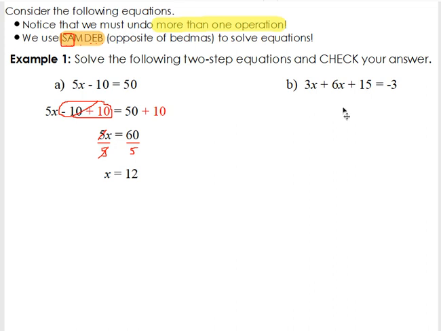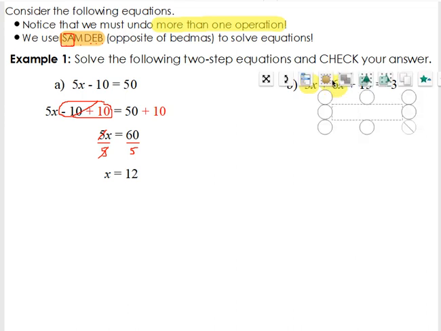Okay, how about this next one? We have 3x plus 6x plus 15 equals negative 3. It looks a little weird, because if you look closely, we have two of these x terms, right? We have a 3x and a 6x. So the first thing we're going to do, whenever possible, if you're able to collect like terms that are on the same side of the equation, then do it. Absolutely do it. So 3x plus 6x is going to be 9x.